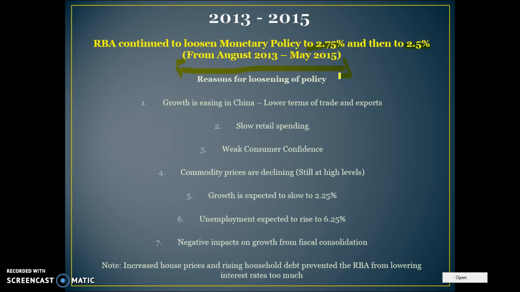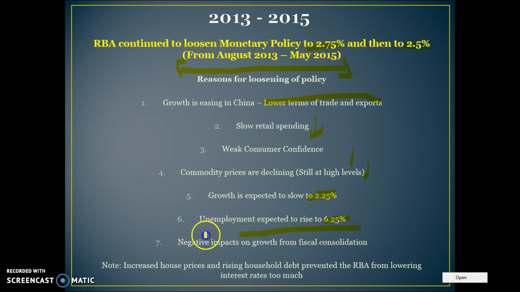The reason for that was that the economy was looking like it was going a bit slower. The mining boom had finished, the terms of trade were starting to fall, retail spending was falling, consumer confidence was weak, commodity prices were declining, growth was below our target range, unemployment was at 6%, so a lot higher than during the mining boom, and all of these were having a negative impact.